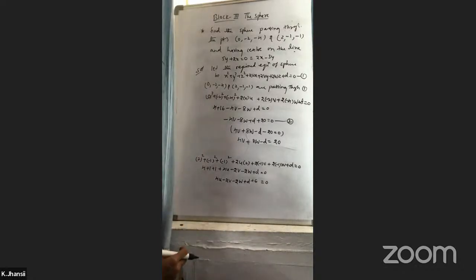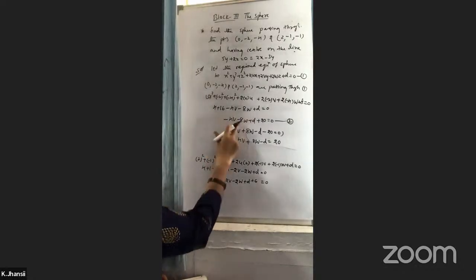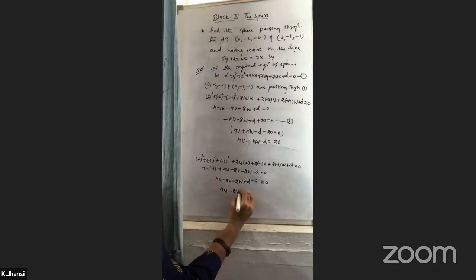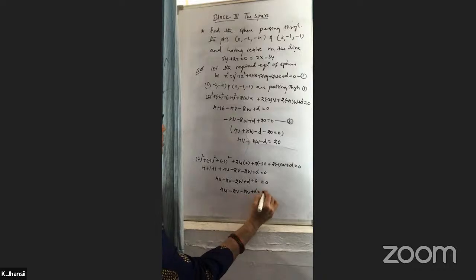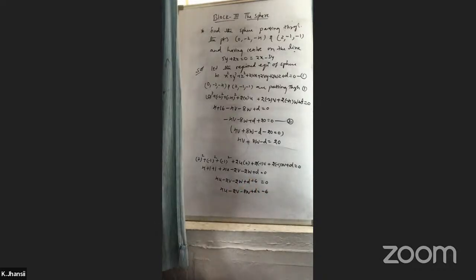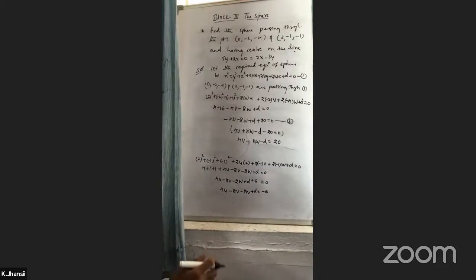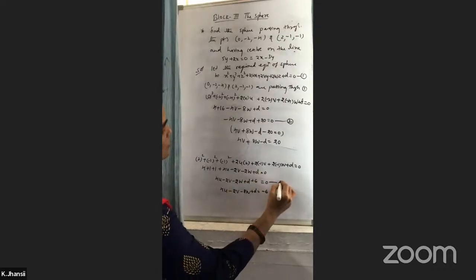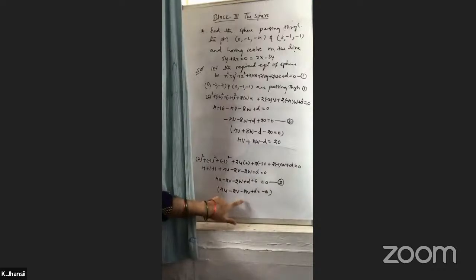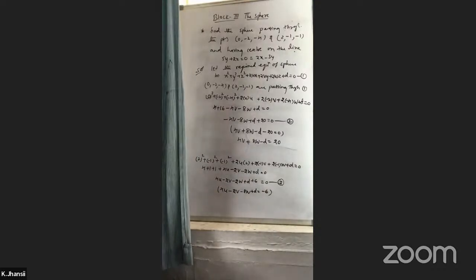You can keep it like this only, or else whatever we have done here, for the second equation, that is 4u minus 2v minus 2w plus d equals minus 6, we can take also, or else keep it like this only. This is the third equation. You consider this anywhere for solving the problem, same as how we did here. So this is the third equation.